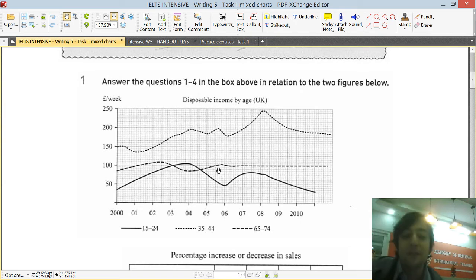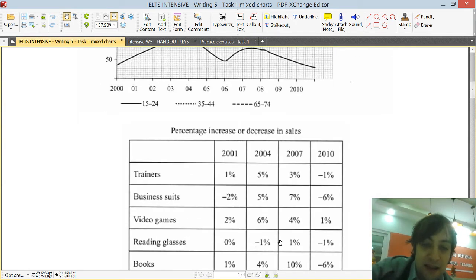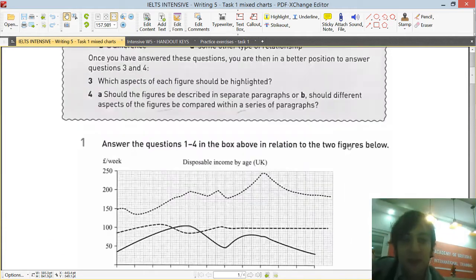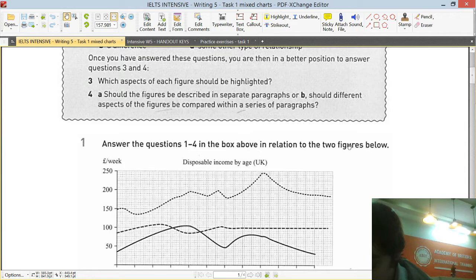But you don't even really need to mention that. Just showing that the consistency is the same between the sales of reading glasses and the disposable income of that age group would be completely fine. Let's go on to part 4 of exercise 1 now.